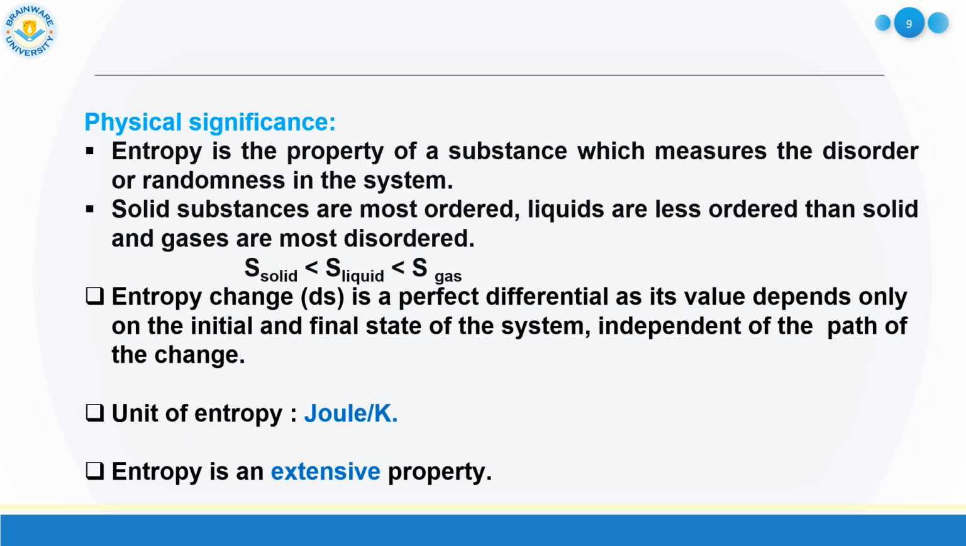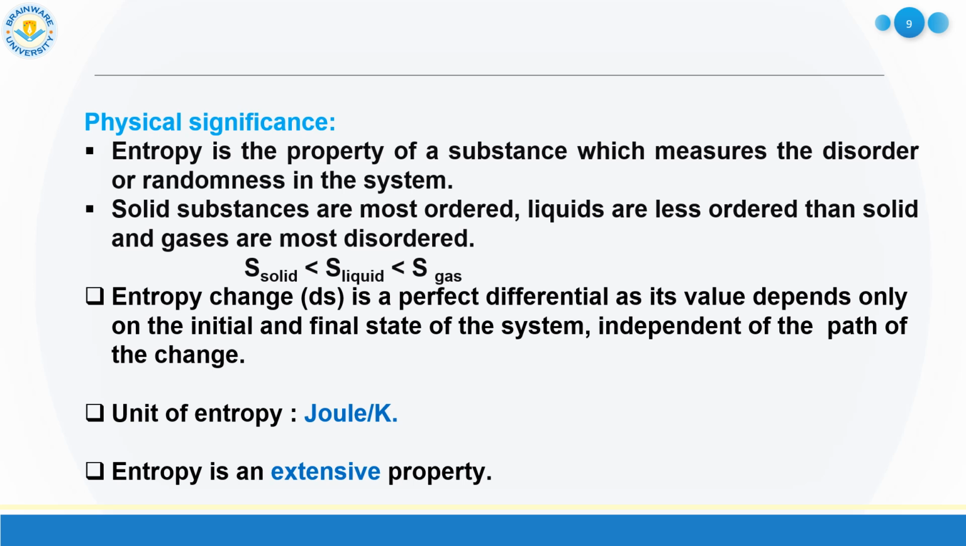So what is the physical significance of entropy? This is a property of a substance which measures the randomness or disorderedness of the system. Solid substances are more ordered than liquids, which are more ordered than gases. Therefore, entropy follows this order: entropy of solid is less than entropy of liquid, which is again less than entropy of gas.